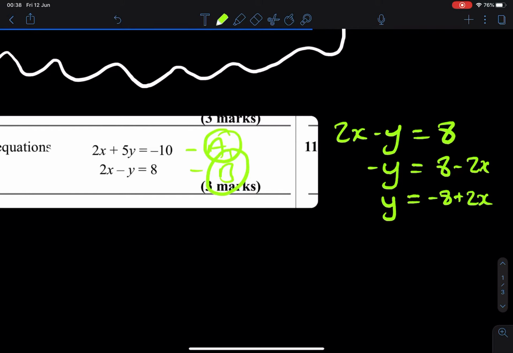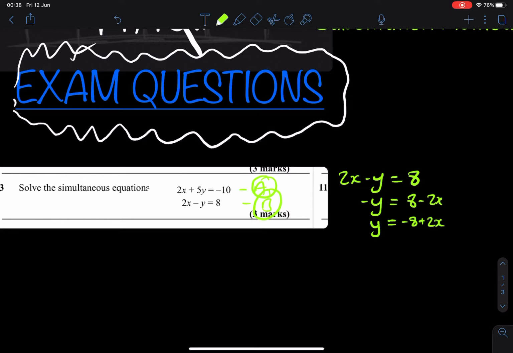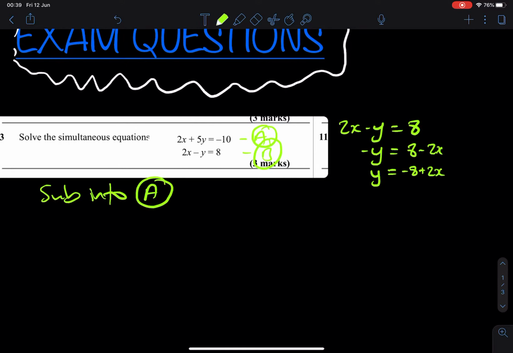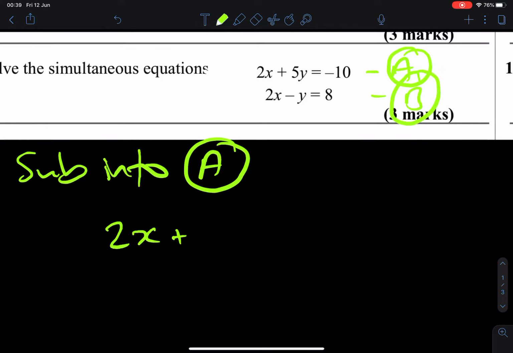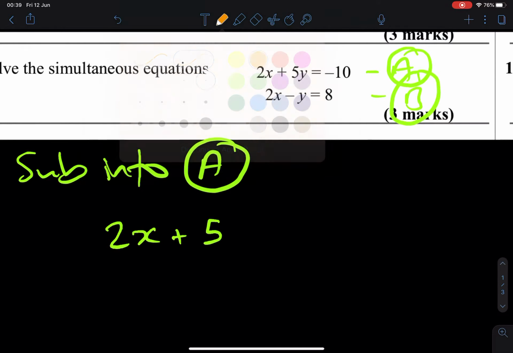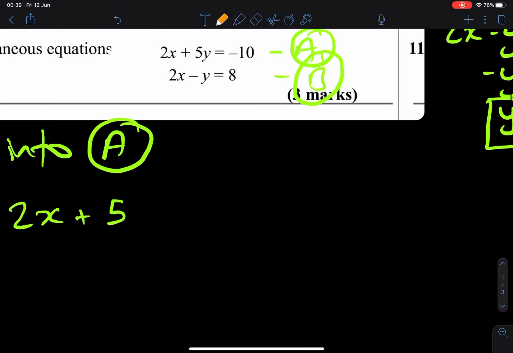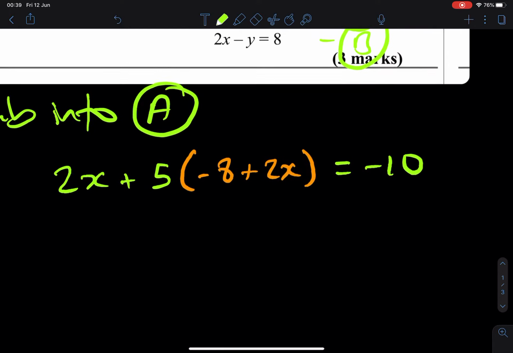So now what I'm going to do is substitute into A. So that means wherever I see the letter y, instead of y, I'm going to substitute in -8 plus 2x. Okay, so 2x plus 5, and instead of y is actually -8 plus 2x. We'll use a bracket, -8 plus 2x, which is equal to -10. Let me just have some continuity there and use some green pen instead. Equals -10. And now I just go about solving it as normal.